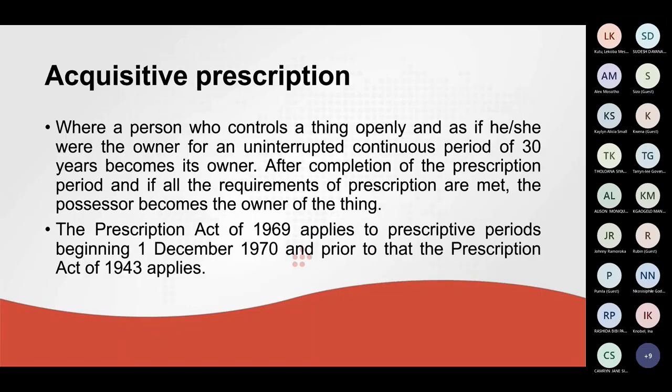Another means of acquiring ownership, and another example of the original acquisition of ownership, is where you obtain ownership by means of acquisitive prescription. So what does this entail? It's where a person who controls a thing openly and as if he or she were the owner for an uninterrupted continuous period of 30 years becomes its owner.